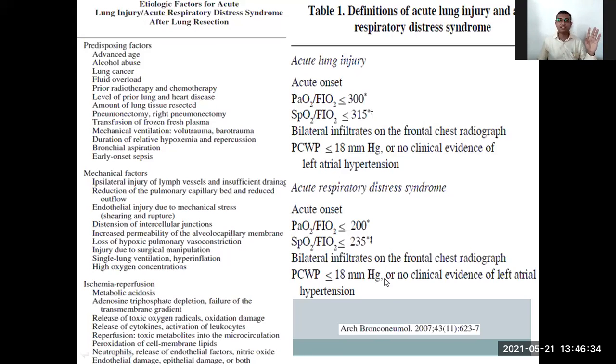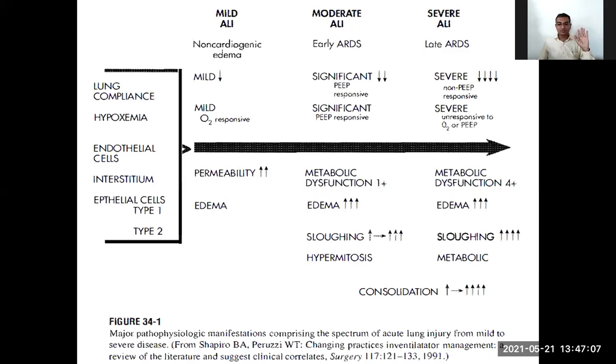It is non-cardiogenic pulmonary edema. If the pulmonary capillary wedge pressure is more than 18 mm of Hg, it means pulmonary hypertension. Here it is high, but not because of cardiac origin, because of pulmonary origin. Is this fine? Both criteria are the same, but only PaO2 by FiO2 and SpO2 by FiO2 will be different. That we need to know.